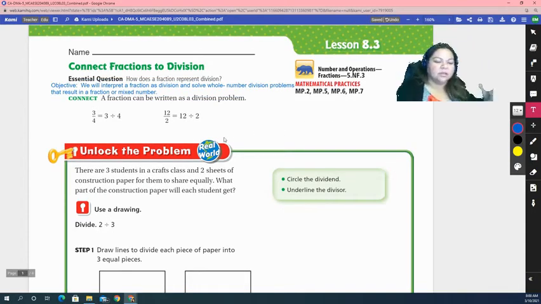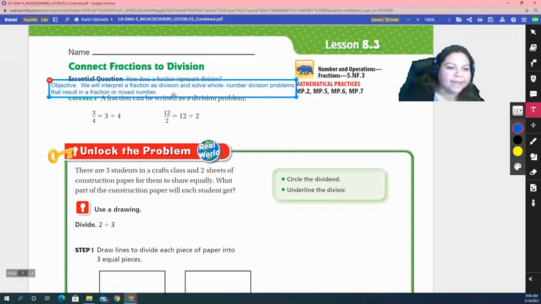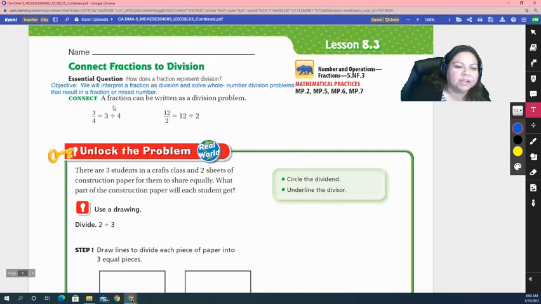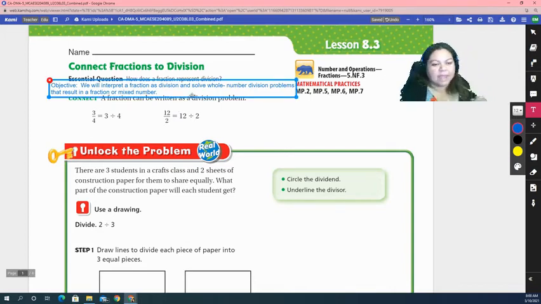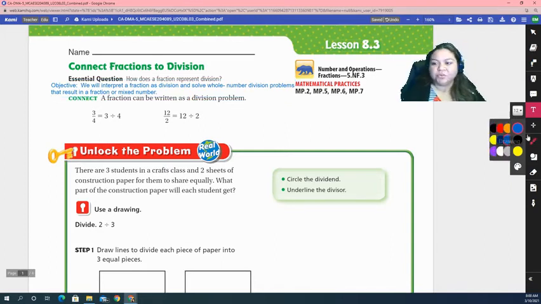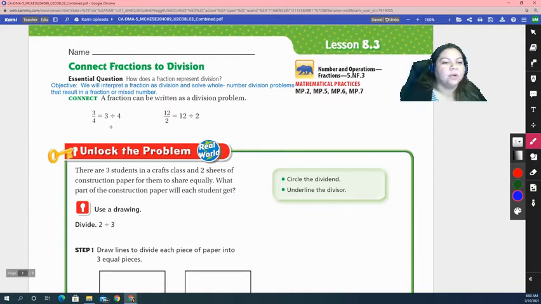This might be something that you already connected, you already figured out, but we want to make sure that you understand that a fraction can be written as a division problem. That's the main idea we're connecting today. I've shown you that before too, right? When you have a fraction greater than one and you want to write it as a mixed number. So here, 3/4 is the same as 3 divided by 4. The numerator is the dividend, and the denominator is the divisor. 12/2 is the same as 12 divided by 2.